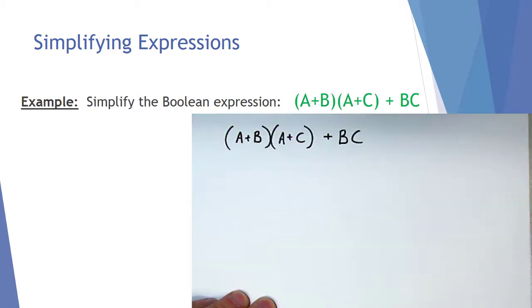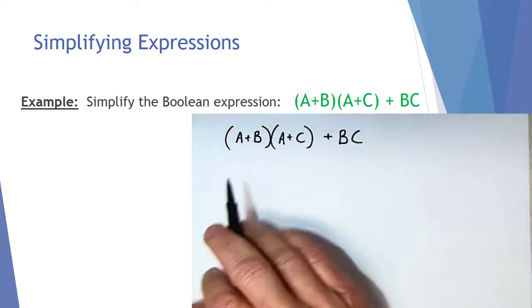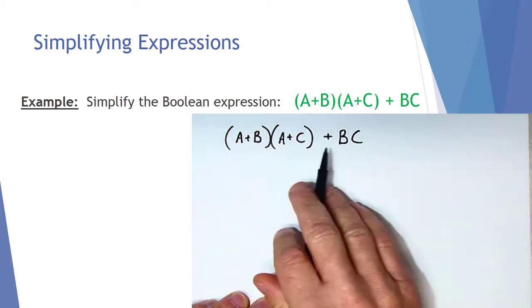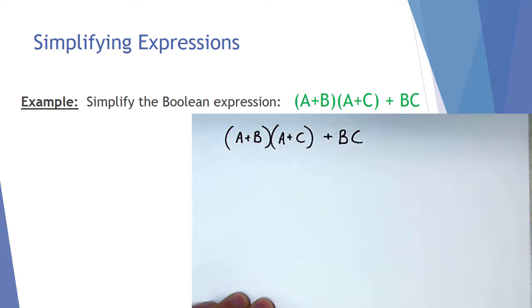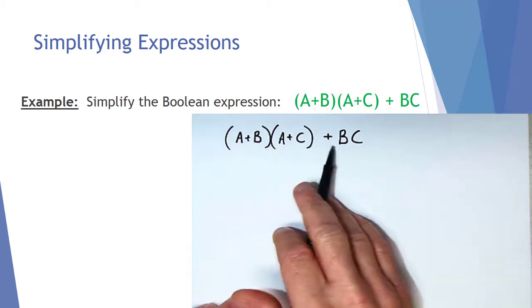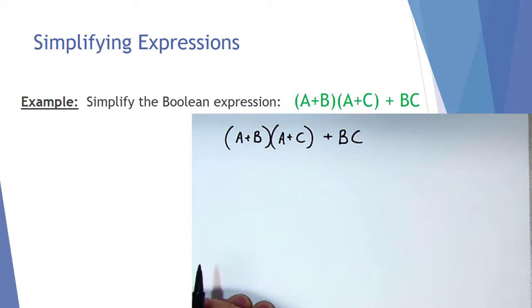Okay, I want to look at one more with you that I think is particularly tricky. A plus B times A plus C plus BC. Let's simplify that. Right now we have 1, 2, 3, 4, 5, 6 letters, or 6 switches. We can do better than that.